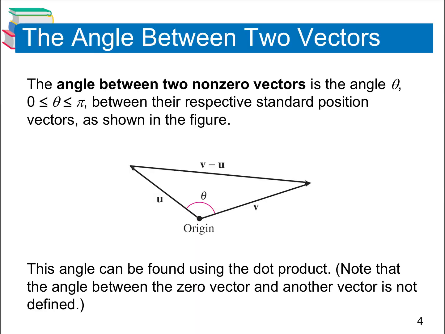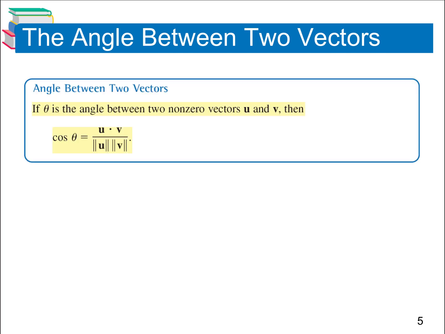All right, next thing we're going to be able to find is the angle between two non-zero vectors. So if it gave me two vectors of u and v, I can find the angle in between using the formula on the next page. So this would be our formula.